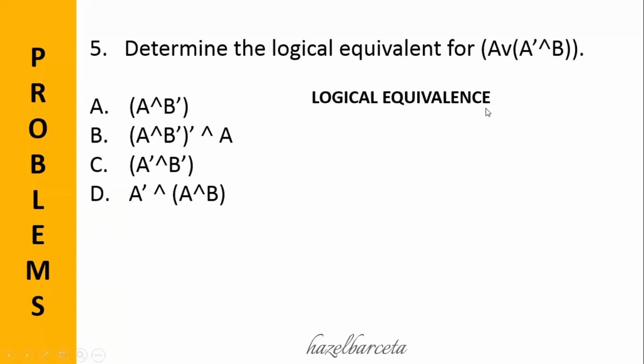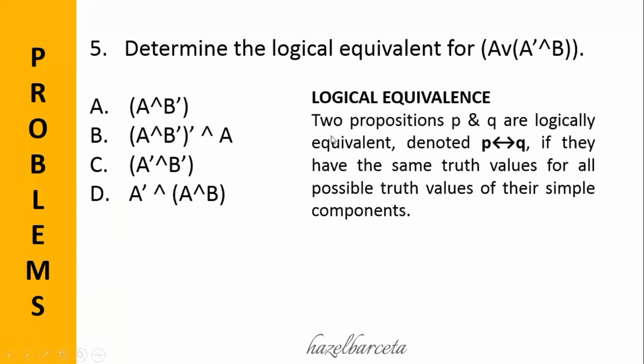Or logical equivalence. It means that two propositions, P and Q, are logically equivalent. Ganito po ang ating symbol. If they have the same truth values for all possible truth values of their simple components. So, sa madaling salita, ang ating output ay pareho. Ang ating truth tables, pareho po ang ating output sa using truth tables.